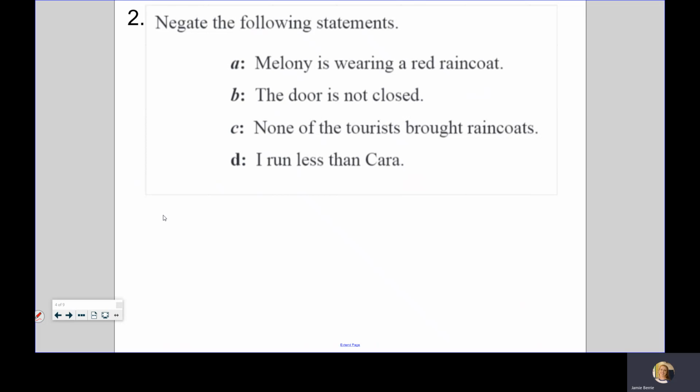The statement A says Melanie is wearing a red raincoat. The statement B says the door is not closed. Statement C says none of the tourists brought raincoats. And then I think the last one is probably the hardest one. Statement D says I run less than Kara.